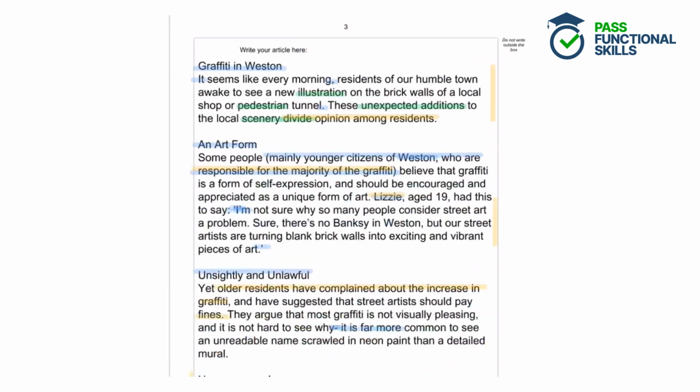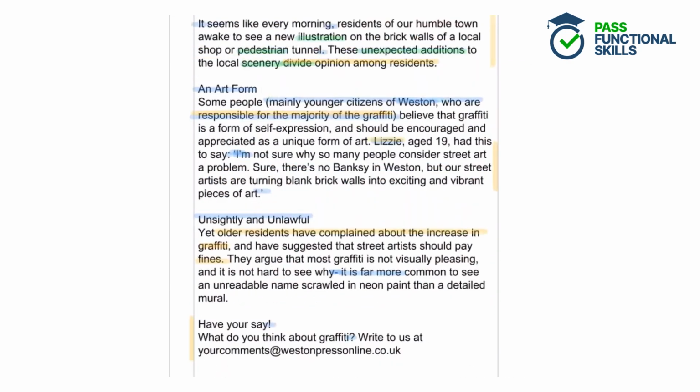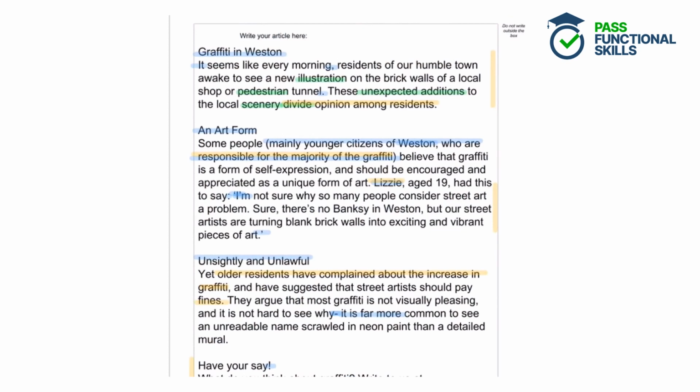Next, let's consider the formatting and organisation of the answer. So we know that the text type is an article, and your text type is always going to be the thing that determines the formatting and organisation of your answer. So when you're writing an article, the first thing you'll need is a heading, and we have one here. We've got graffiti in Weston. Now the heading gives a brief summary of what the rest of the article is going to be about.